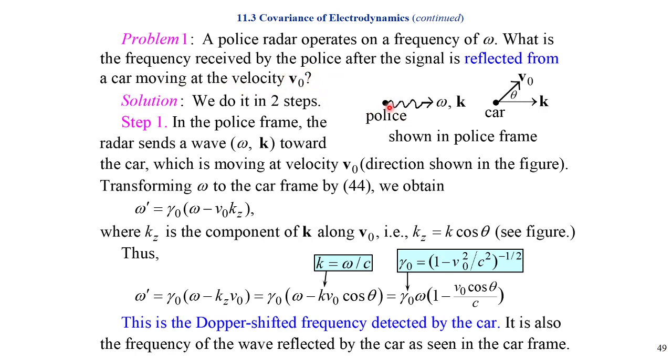So the police send a signal omega, k, and a car moves at velocity v0. And this is the direction of the signal. Let's assume the police is at rest. He is hidden behind a tree and he uses a laser gun. The laser gun sends a signal omega, k, here, and the car moves along the highway.